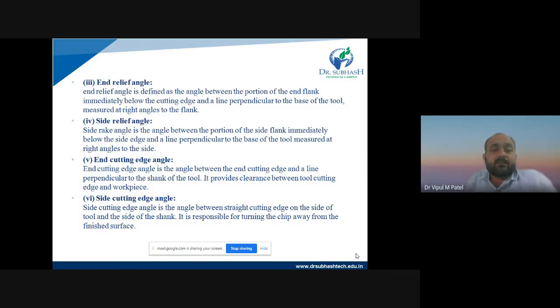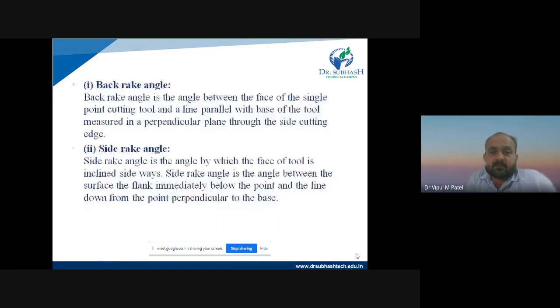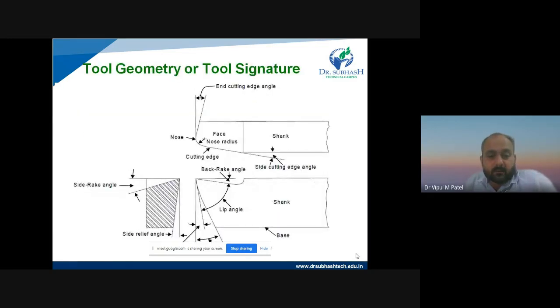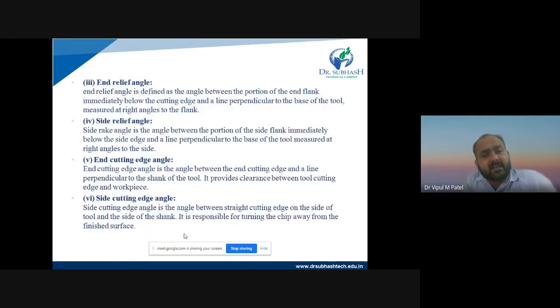Now side relief angle. So where is the side relief angle? Over here. Side relief angle is over here. So how can we explain side relief angle in terms? Side relief angle is the angle between the portion of the side flank immediately below the side edge and the line perpendicular to the base of the tool, measured at right angles to the side.